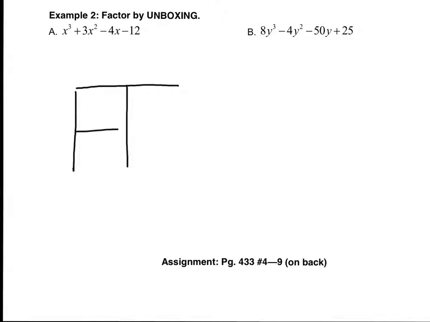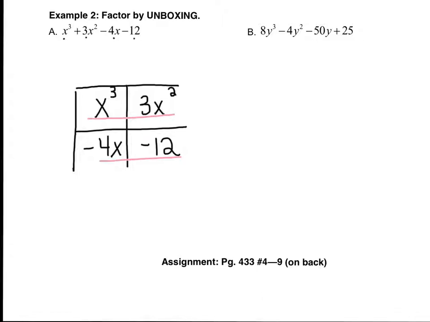So what I'm going to do is draw a box with 4 squares in it because we have 1, 2, 3, 4 terms. And so I'll put each of those 4 terms in each of the boxes. I always put the first term here, the second term right here next to it, the third term, the negative 4x right there, and then the fourth term, negative 12 in that last box. Now our job is to find the GCF in each row and then in each column. So let's start with that top row.